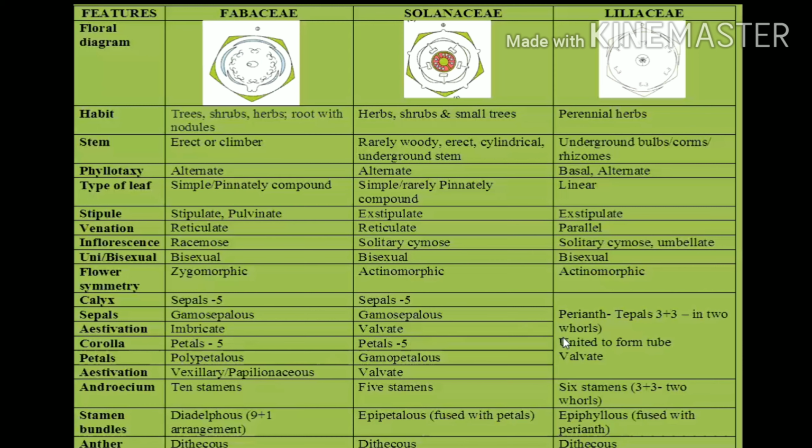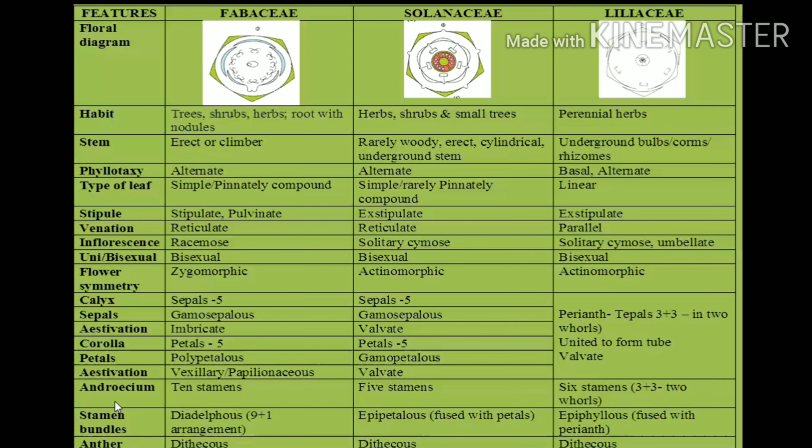Different from all these two families, Liliaceae, they have a perianth, that is a fusion of both the sepals and petals, that is comprising of units, they are called as tepals, which shows 3+3 arrangement in two whorls, which is united to form a tube, and the estivation is valvate.